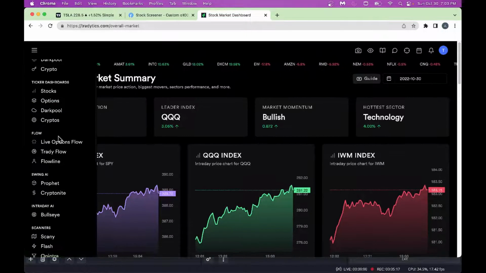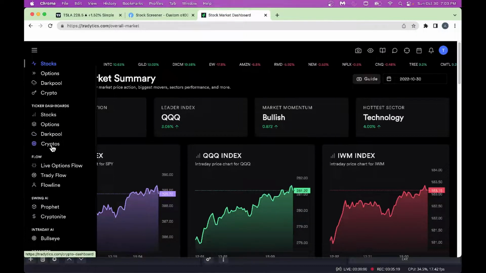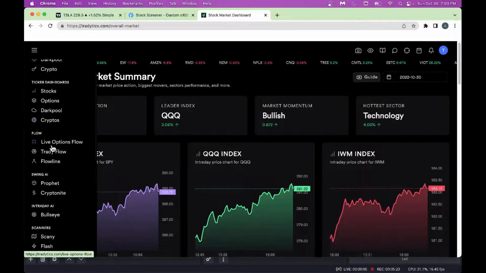Then if you're a crypto enthusiast, you can look at the crypto market and see what's going on there. And then you've got the flow here, the live flow and the trade flow. For the folks who want to trade options in and out, the trade flow is helpful. We'll jump into this in a little more detail. You can look at the flow line itself.